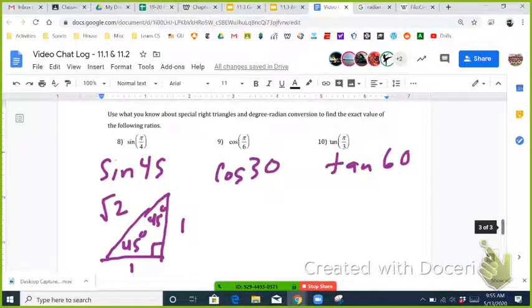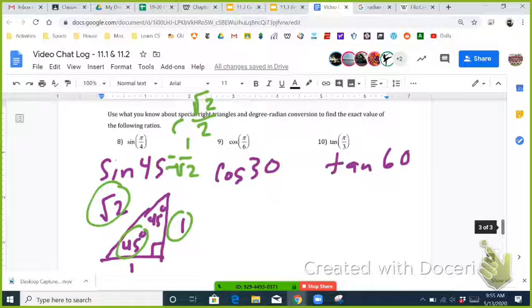So that means the sine of 45. Pick either of these angles. I'm going to do opposite over hypotenuse. So I get 1 over root 2. Alright, and if you rationalize that, you get root 2 over 2. So that's the answer to 8, root 2 over 2. That's the best answer you could give.